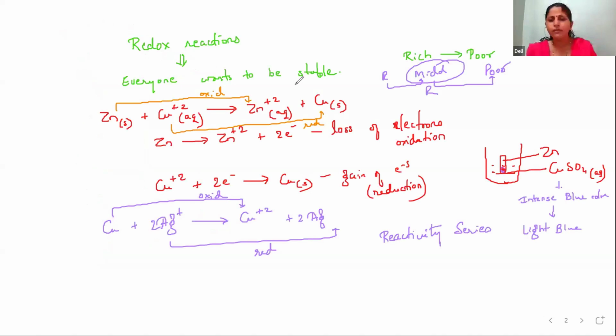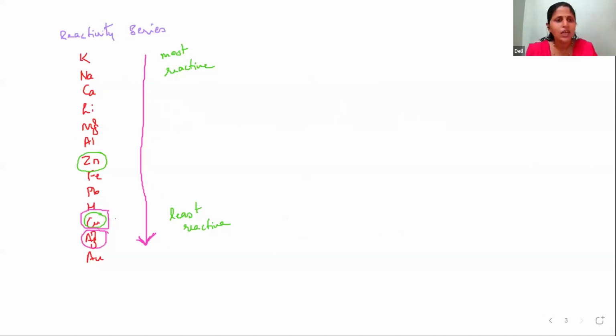So this is about the metal reactivity series. What does the metal reactivity series tell us? It gives us a sequence of reactivity of the metals. So using this series, we can come to the conclusion which metal can donate electrons and which metal will receive electrons. Is that clear?